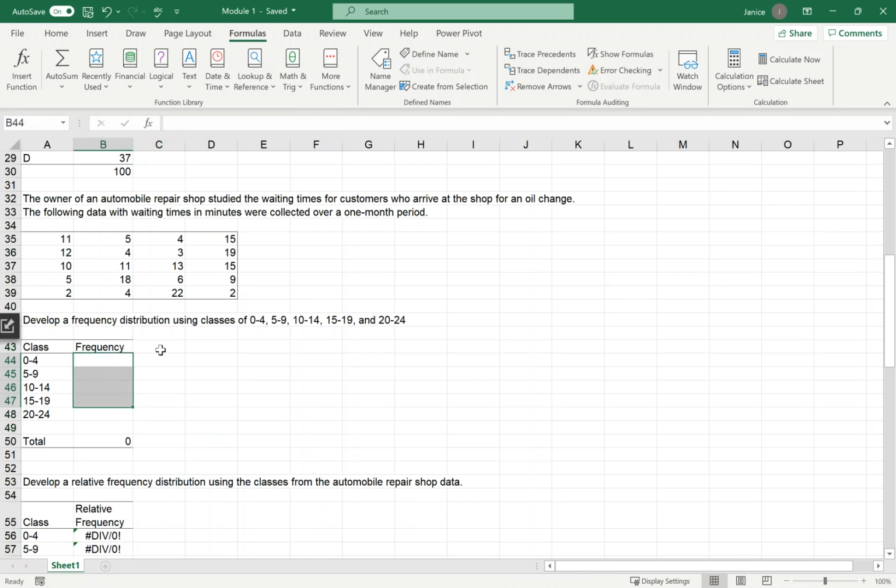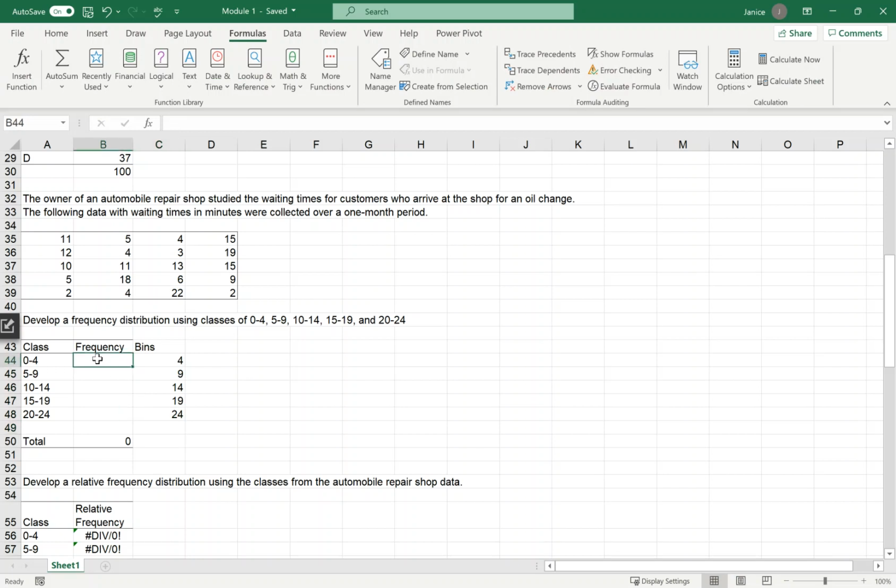So what we're going to have to do before we can determine our frequency is create what are called bins, which you would have read about in chapter 2. If we want to know how many are in the class 0 to 4, our bin is always going to be the highest value in that bin. So that's going to be 4. So in the 5 to 9 range, it's going to be 9, then 14, 19, and 24.